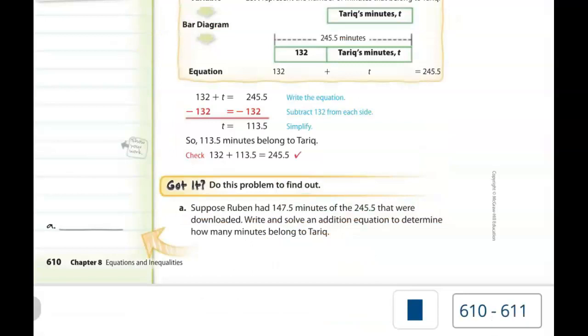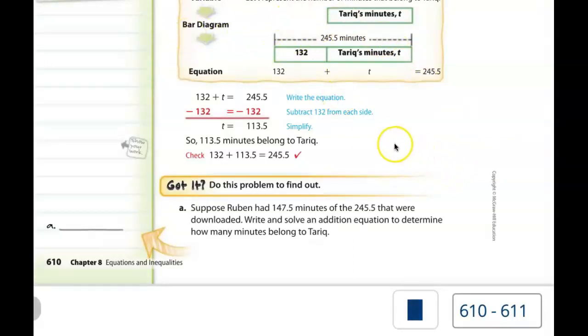Okay, so now we are going to do an example to see if we understand the subtraction property of equality. So let's suppose that Ruben had 147 and 5/10 minutes of the 245 and 5/10. So we changed the numbers a little bit, but the picture is going to be exactly the same. We're going to write and solve an addition equation to determine how many minutes Tariq had. Okay, so before you get started, let's just draw the equation again. So we have the model, and of course we have to turn the pen on, so that is helpful.